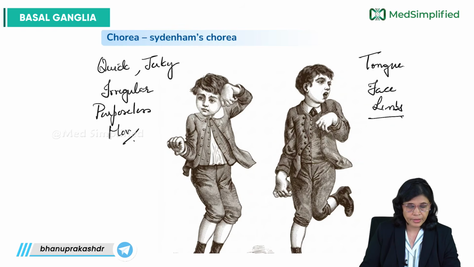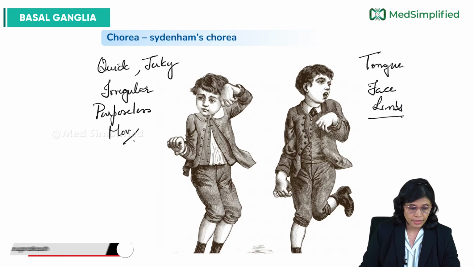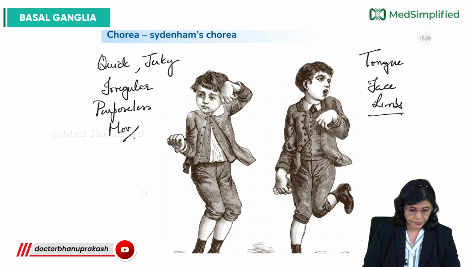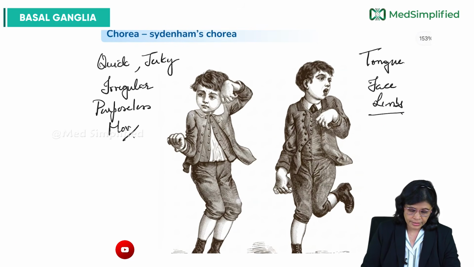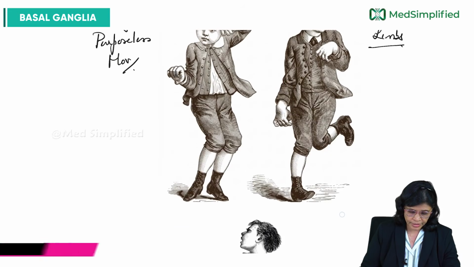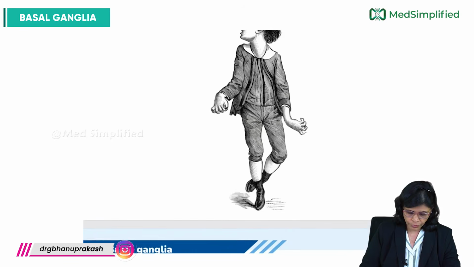There will be grimaces, they will be making all kinds of faces, as well as moving their head, with quick, sudden movements of the head and limbs. They will be doing that involuntarily. That we call chorea. This chorea can be Sydenham's chorea or Huntington's chorea. You can see in the picture, the continuous movements happening involuntarily.